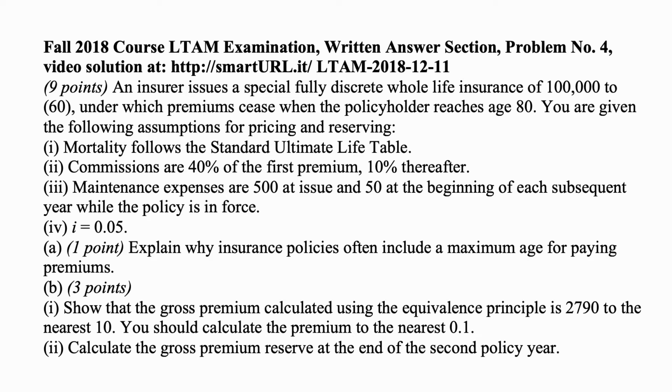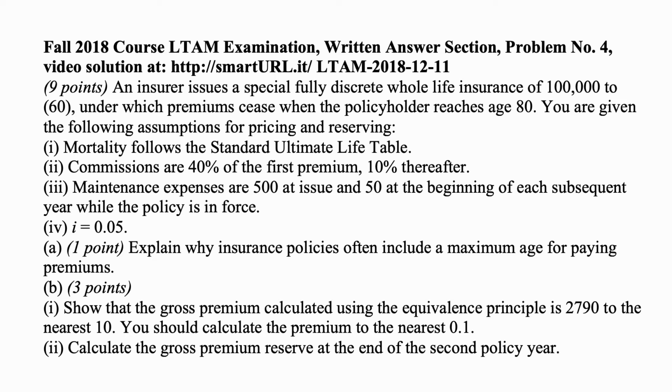You are given the following assumptions for pricing and reserving. Mortality follows the standard ultimate life table. Commissions are 40% of the first premium, 10% thereafter. Maintenance expenses are $500 at issue and $50 at the beginning of each subsequent year while the policy is in force. Interest rate is 5%, which is the rate used in the standard ultimate life table. Part A. Explain why insurance policies often include a maximum age for paying premiums. Part B. Show that the gross premium calculated using the equivalence principle is $2,790 to the nearest 10.